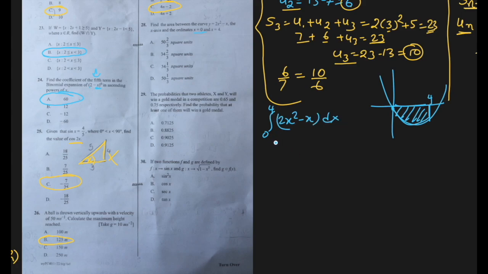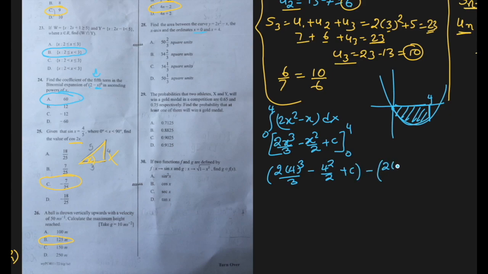dx. So it will be 2x cube over 3 minus x square over 2 plus c from 0 till 4. So let's substitute 4 first. 2 times 4 cube over 3 minus 4 square over 2 plus c, minus 2 times 0 cube over 3 minus 0 square over 2 plus c. This is 0, and c cancels out. So this is the only answer.